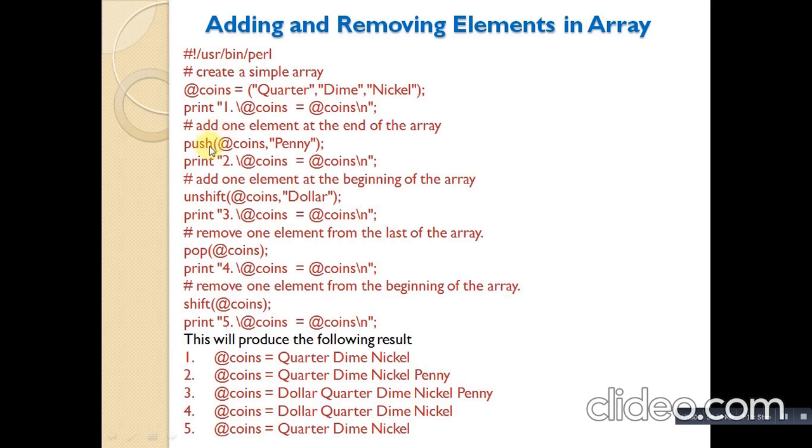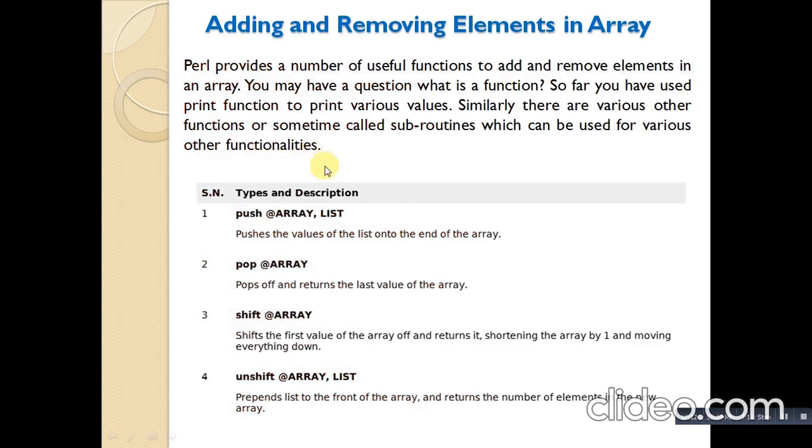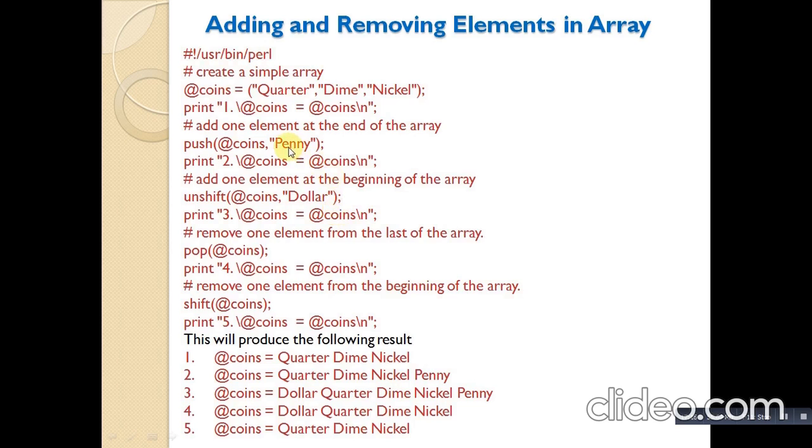Whatever values are there in coins, quarter, dime and nickel, are going to print. Now I am using the push function. Opening parenthesis, @coins, comma, the list, that is penny. Penny is what I want to add. Here the list means what you want to add. Where will it be added? At the last. When I print the coins, you can see penny is added at the last.